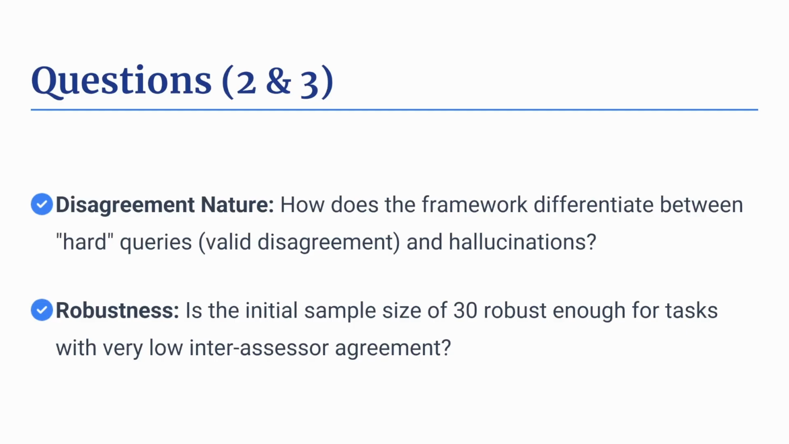And the third question, for difficult tasks where agreement between human and LLM is extremely low, is the initial sample size of 30 sufficiently robust?